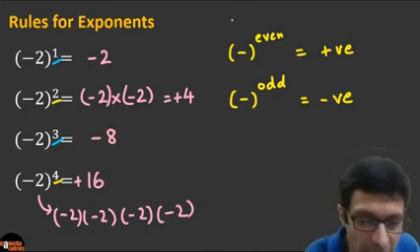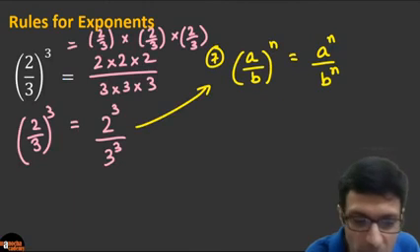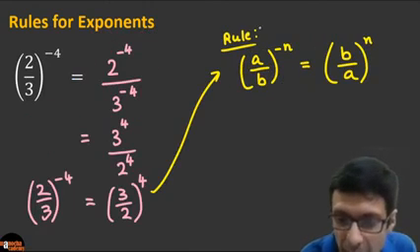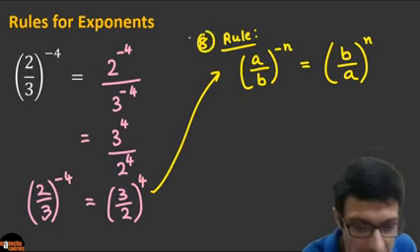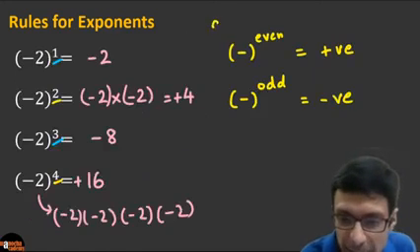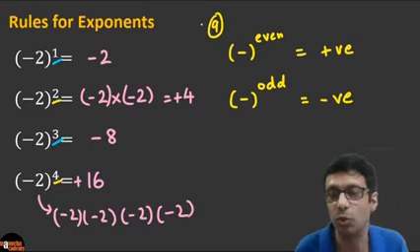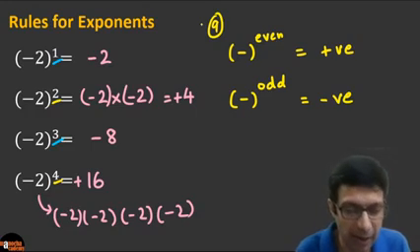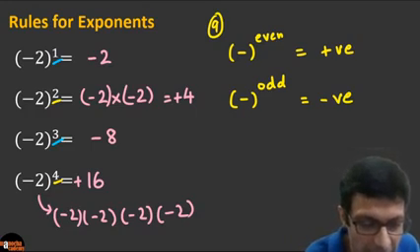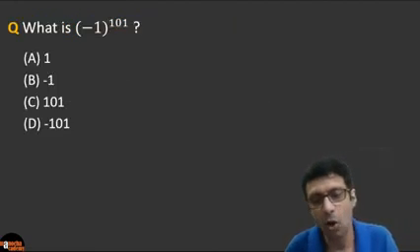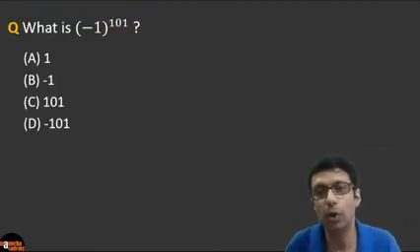So we did this rule here, and I think the last one was rule number 7. So this was our 8th rule. And this is going to be our 9th rule that we looked at here, right? Very important, so that you know how to multiply with negative numbers. Crystal clear? Excellent, guys. So now can you tell me what is minus 1 raised to the power 101?